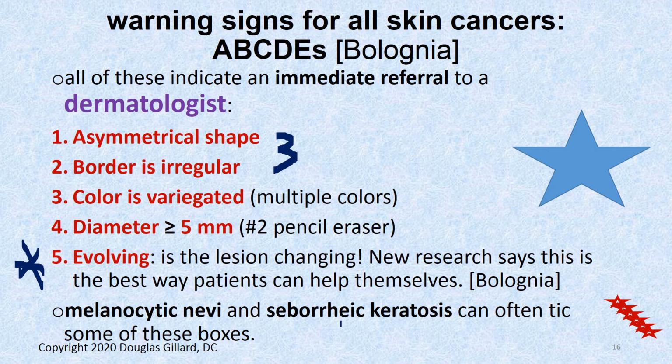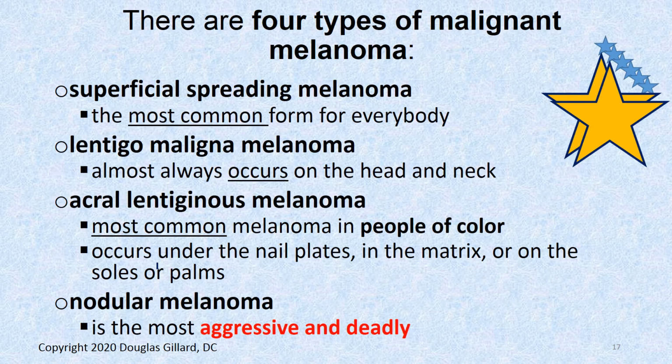And there are a lot of imitators. Melanocytic nevi and seborrheic keratosis can mimic a lot of these ABCDEs. There are 4 types of malignant melanoma. They're all malignant, so you definitely need to know these. Superficial spreading is the most common. We'll look at that specifically.